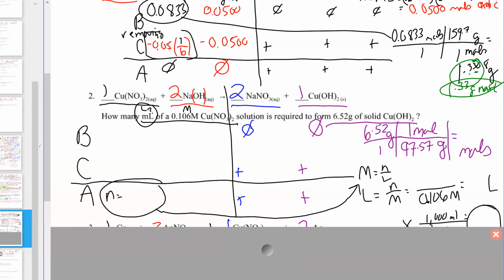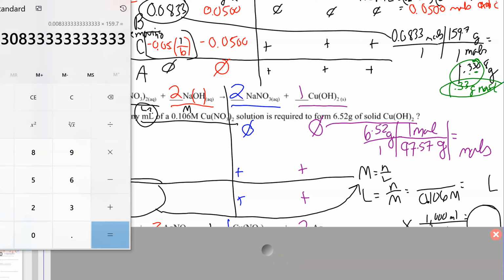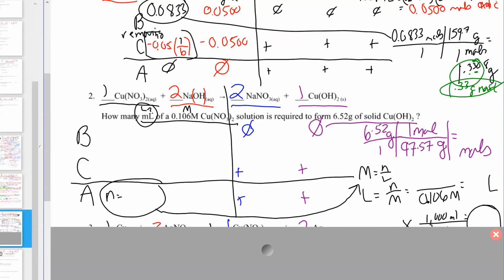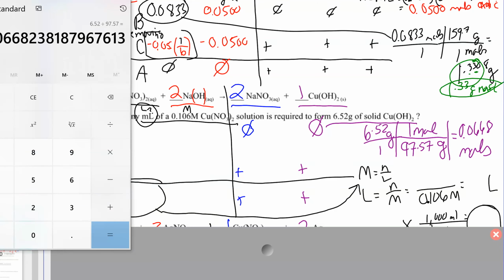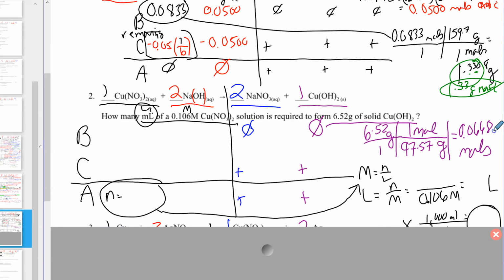Okay, so use your calculator. We need to take 6.52 grams, divide by the molar mass, 97.57, and we get how many moles? 0.0668. Now, how many sig figs do we need? Oh, we need 3 at the end. We should throw another sig fig on there, 0.06682, just so we can be specific here. So this is what we're working backwards from, 0.06682. Okay, this is the final moles.